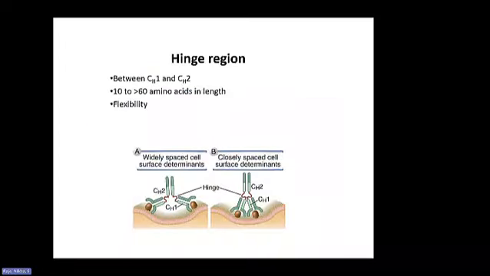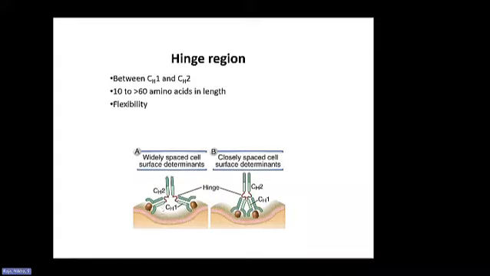All right, the hinge region. So why is there a hinge region in the structure of the antibodies? It's present between CH1 and CH2 heavy chain, right? So here is the light chain that has the variable region and the constant region. And then the heavy chain has the variable region that binds to the antigen, but the constant region has CH1, CH2, CH3, in some cases CH4. Between CH1 and CH2 is where the hinge region is.